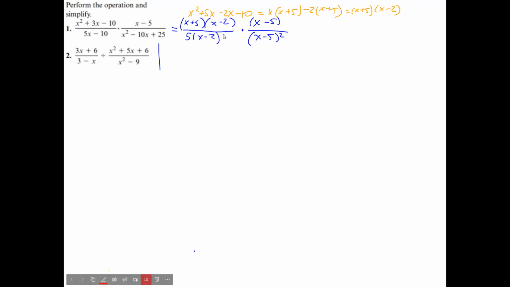So I take my red pen, this and that cancels out, this and that cancels out, and as a result I have (x plus 5) over 5, times (x minus 5). Any questions? You have the same answer. Nice.